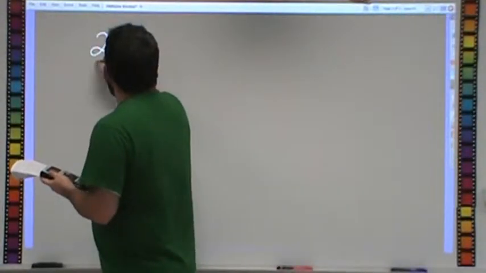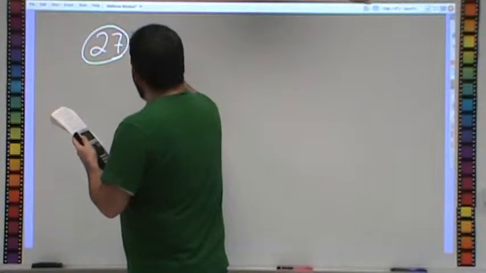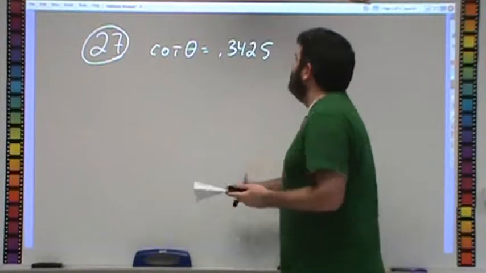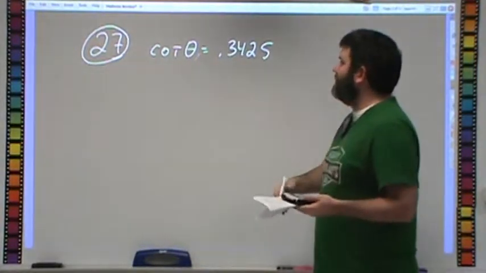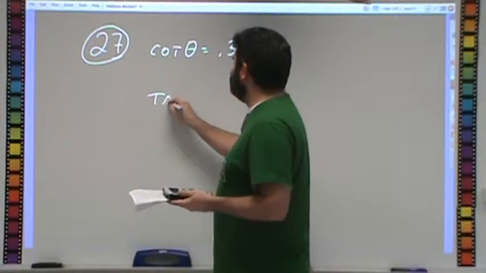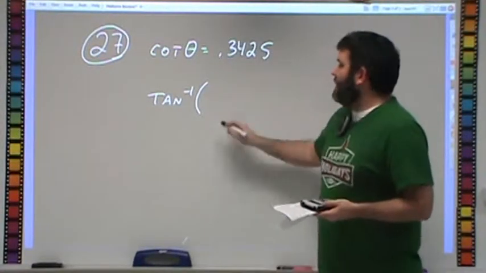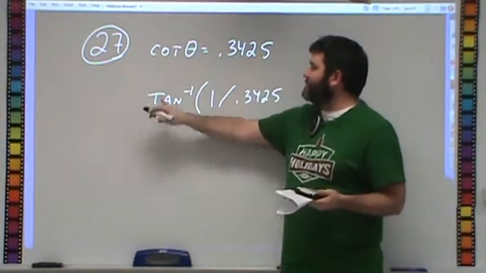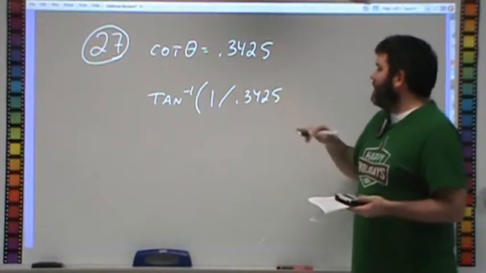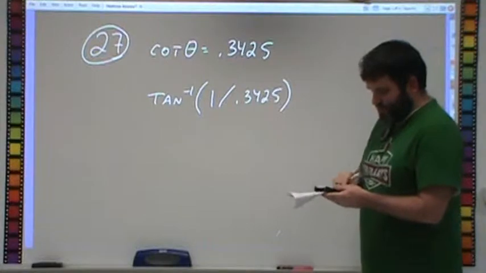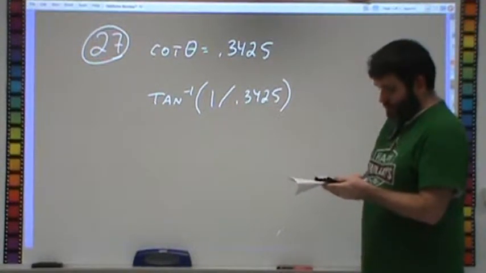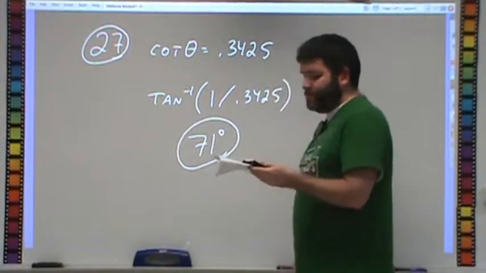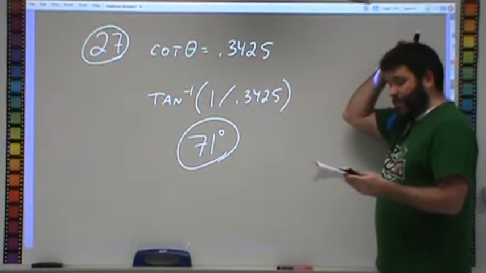27 gives me a cotangent of theta equals 0.3425. Now the fact that it's cotangent, I don't have a cotangent button, so I'm going to type it into my calculator, second tan, and then I do 1 divided by 0.3425. So the fact that it's a reciprocal, I do 1 divided by the decimal before I hit equals. Again, I only want the quadrant 1 answer because the directions just said between 0 and 90. And in that case, it's 71 degrees.